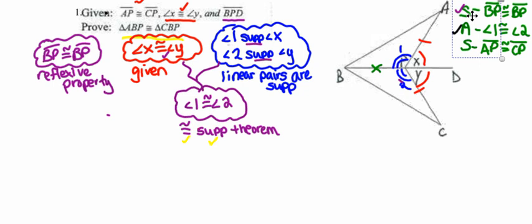The third pair of congruent parts we need to write about before we can conclude that these triangles are congruent are segments AP and CP. But that's a nice straightforward one right from the givens. Love that.